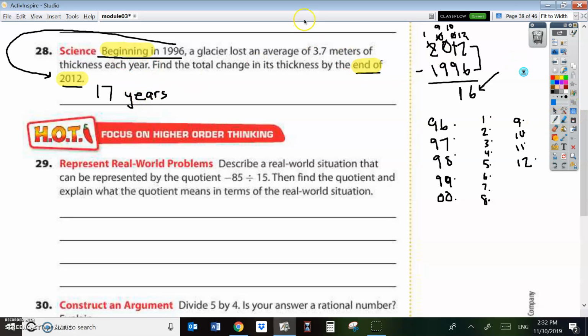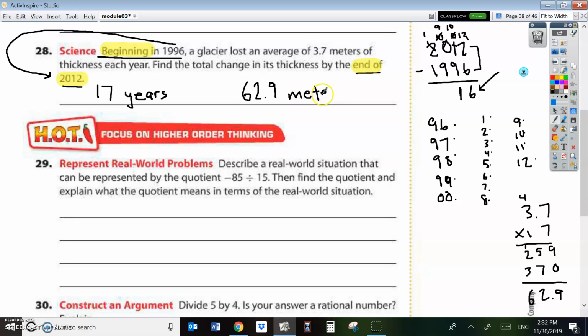Okay, so now let's do 17 times 3.7. 21, 25, 0, 7, 2, 6, 2.9, but make it negative because it's lost.